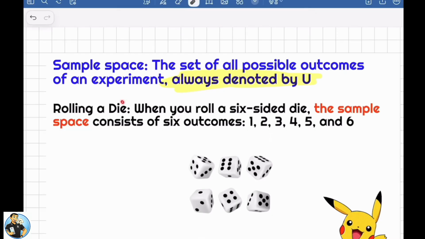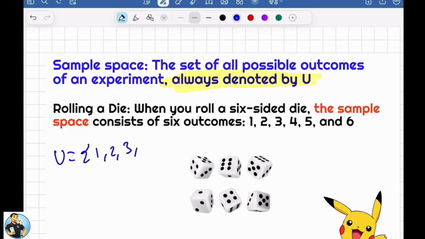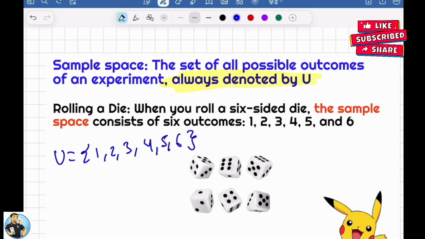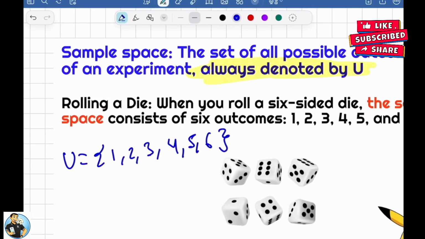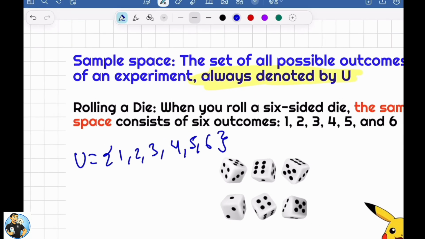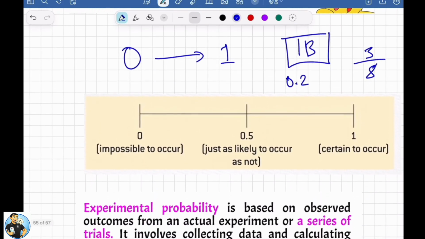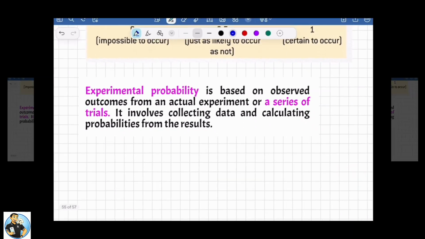So, for example, if we have the experiment rolling a die, one single die, a classic die has 1, 2, 3, 4, 5 and 6 numbers. Okay, so we can say the sample space is from 1 to 6. So in math, we can write down this like the sample space U is 1, 2, 3, 4, 5, and 6. So this is the way that we represent the sample space. Okay, so we are going to use this in a moment. Then this is the probability between 0 and 1.